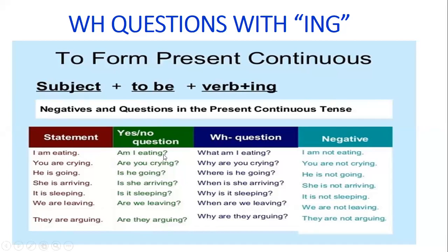Am I eating? Yes, I am. O no, I'm not. Pero una WH question no le va a preguntar si está comiendo o no, sino que what am I eating? ¿Qué estoy comiendo? Entonces tengo que dar una respuesta a la pregunta ¿qué? What? What am I eating? And the negative sentence is, I am not eating.